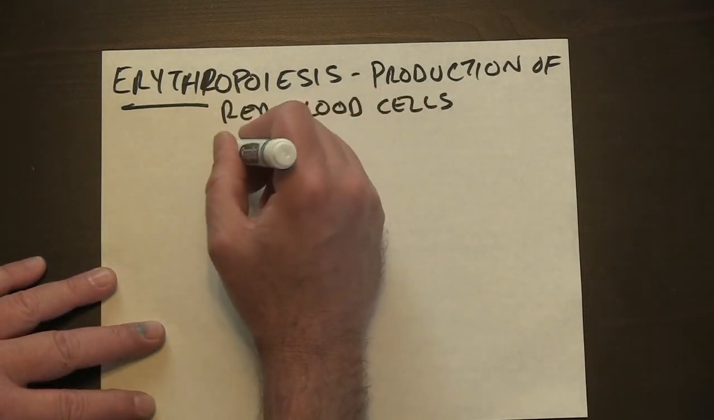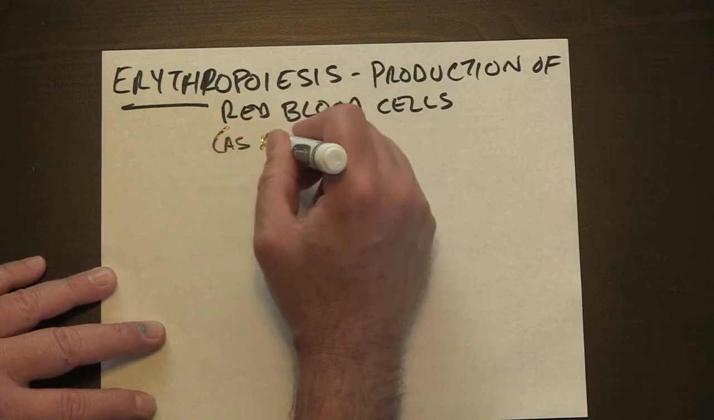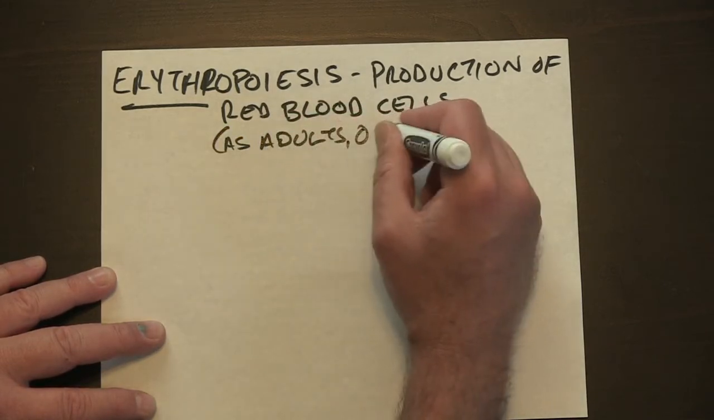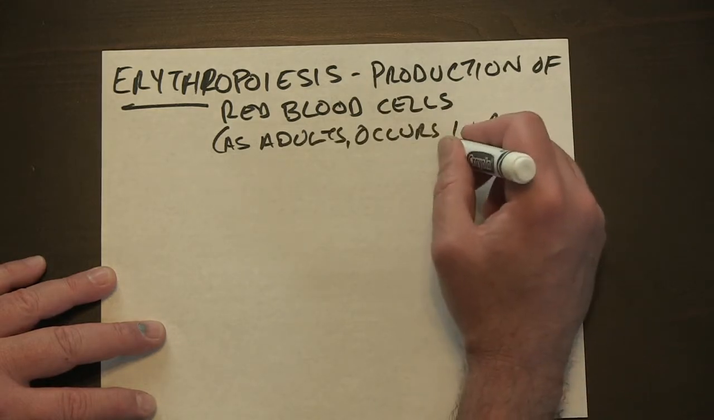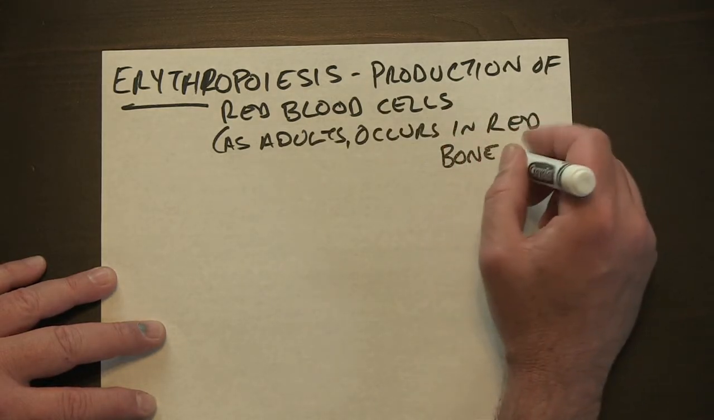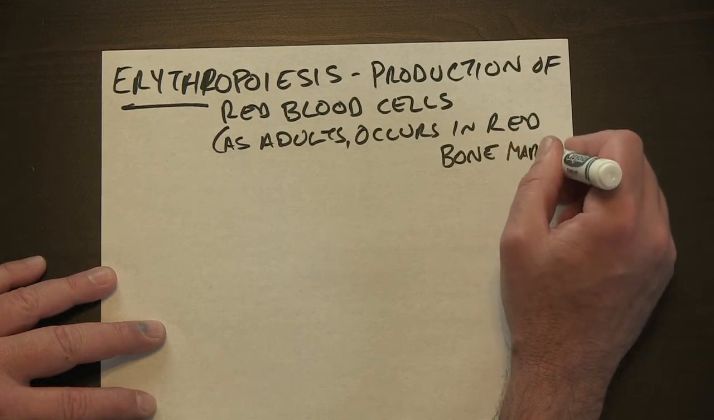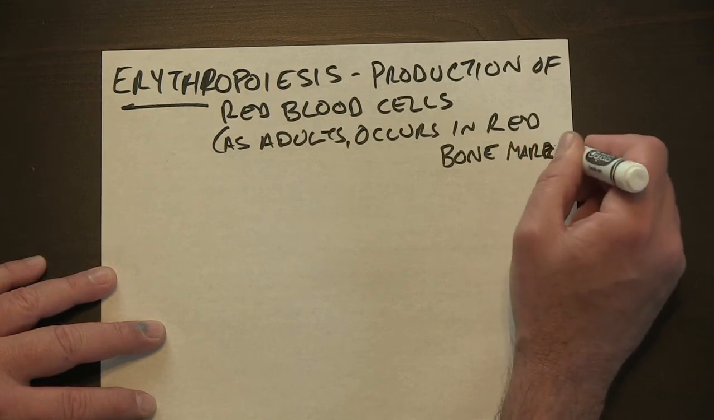So, as adults, this occurs in the red bone marrow. Oops, it's sloppy.